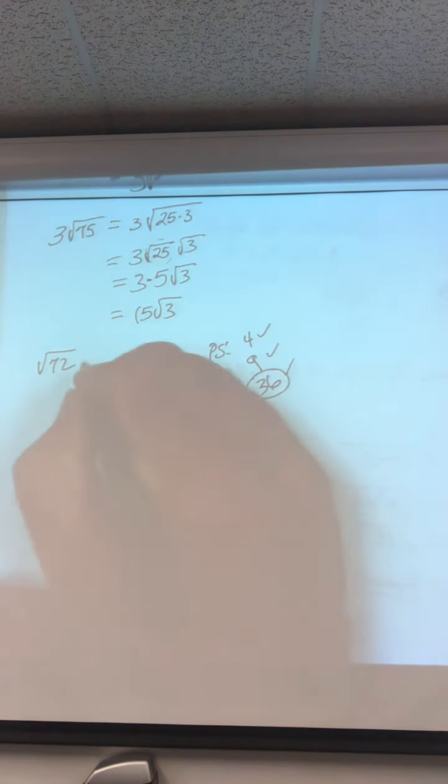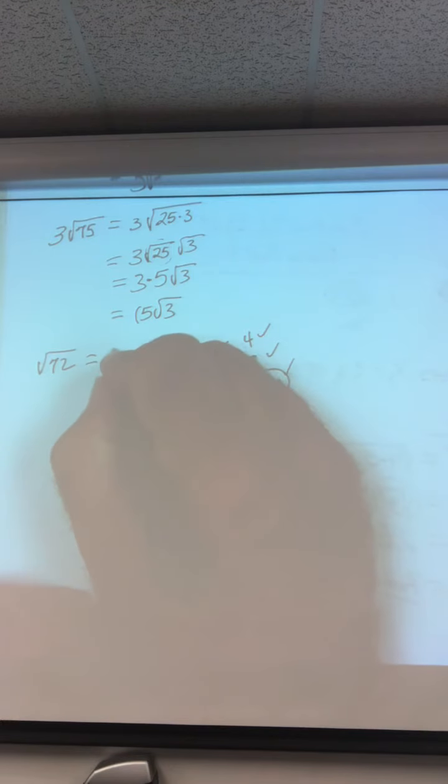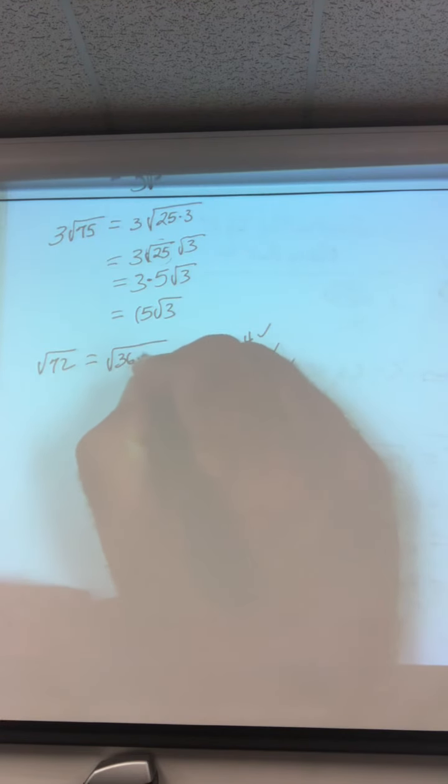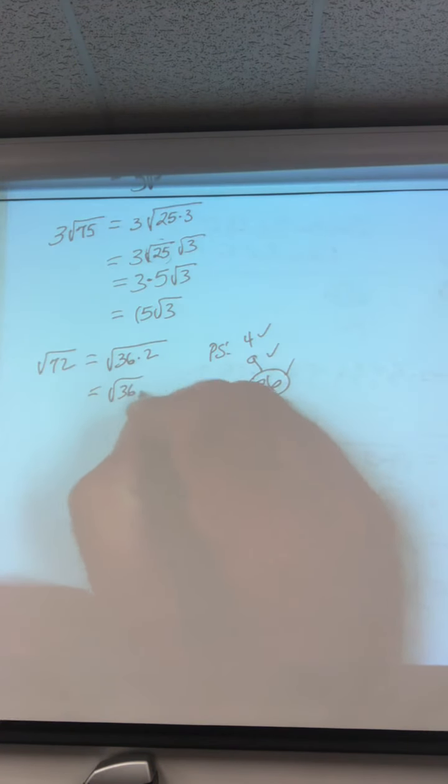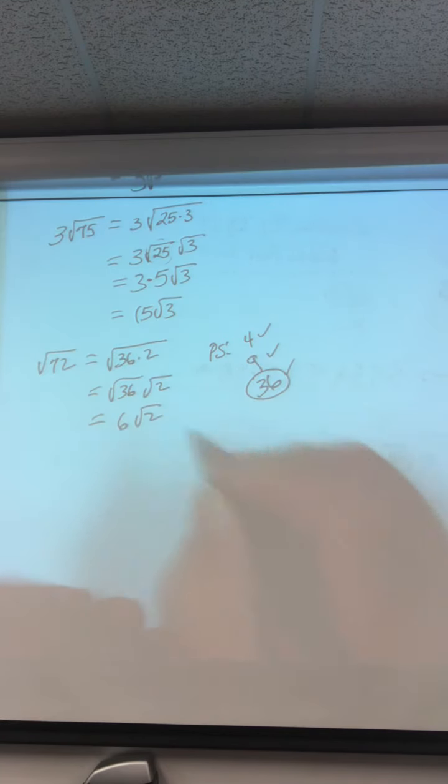So what I would suggest is either use your calculator or use the biggest of the perfect squares. Then break it into two parts. And then this would be 6 square root of 2.